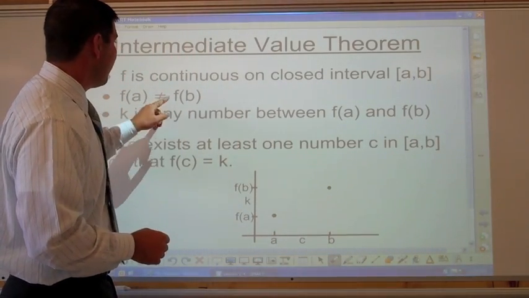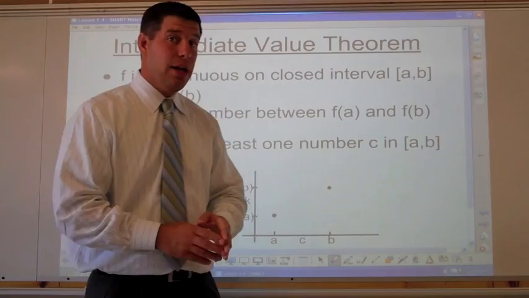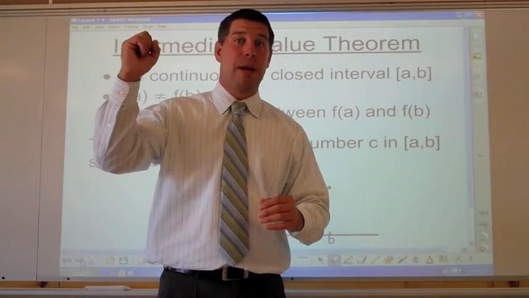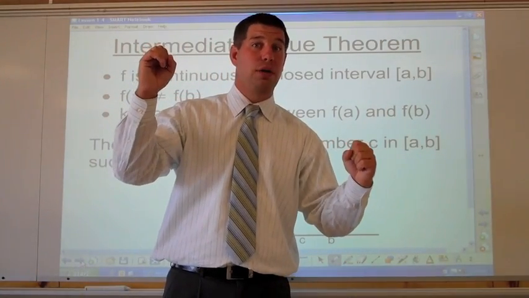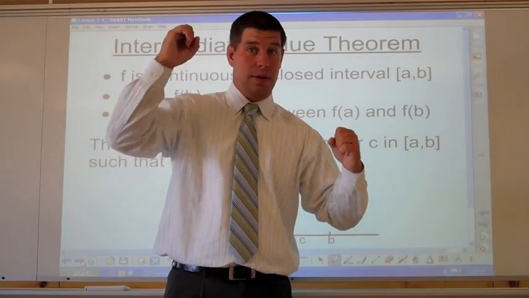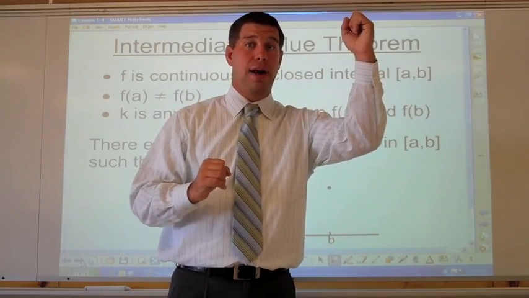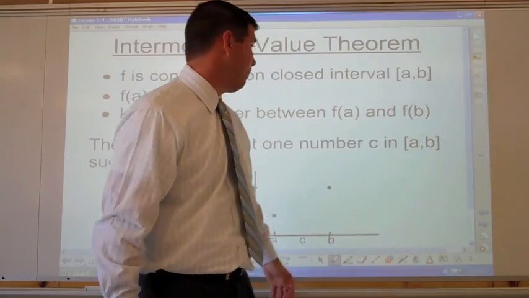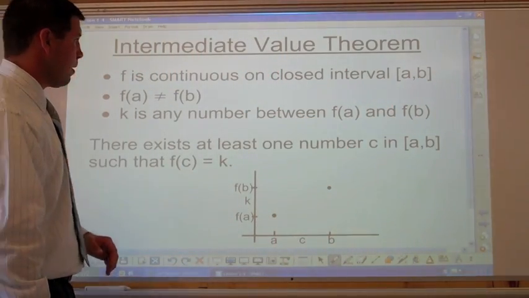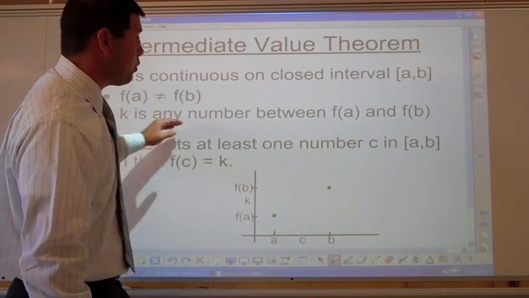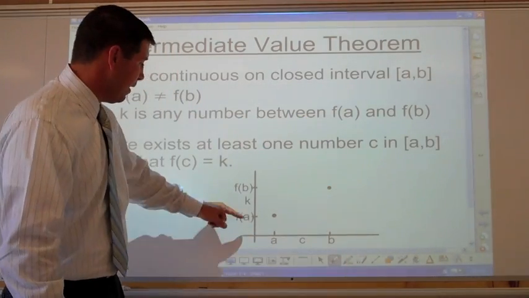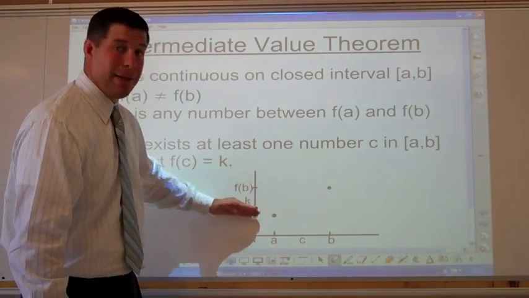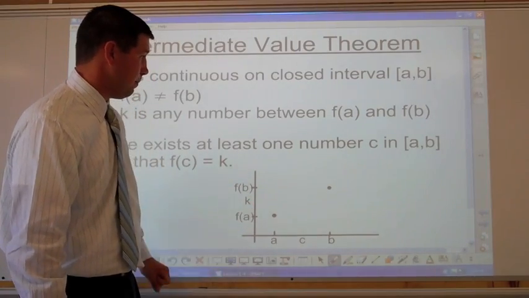f(a) does not equal f(b), meaning the value of the function at the left endpoint does not equal the value of the function at the right endpoint. Either we're higher over here or we're higher over here, but they can't be the same height. The y values have to be different. And k is just going to be some number between f(a) and f(b), meaning k is just some height between these two heights.